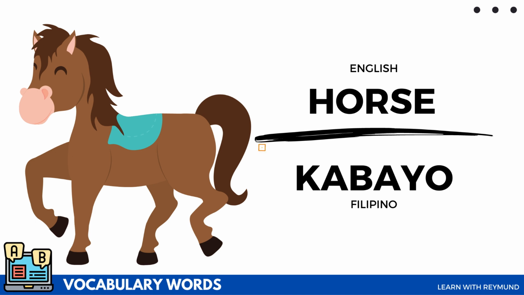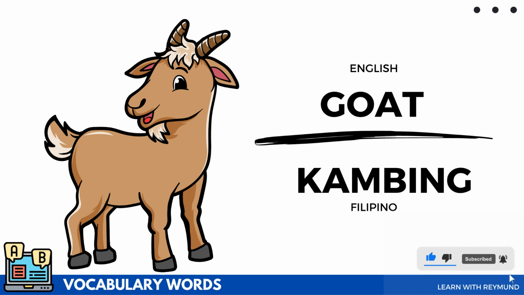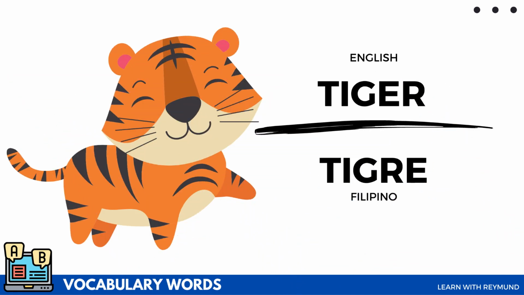Horse, kabayo. In English, it's a carabao or a water buffalo. In Filipino, it's kalabaw. Carabao, kalabaw. In English, it's a goat, and in Filipino, it's a kambing. Goat, kambing. In English, it's a tiger, and in Filipino, it's a tigre.